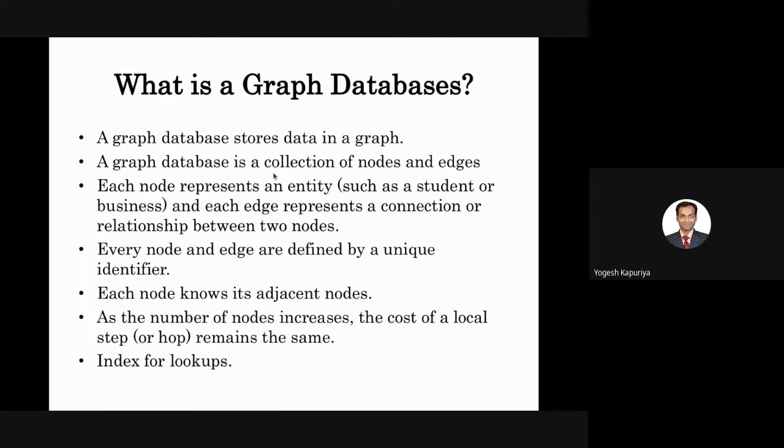So what is a graph? A graph is a collection of nodes and edges. Each node represents an entity and each edge represents a relationship. So again, you can map your entire ER diagram using a graph as well. But every node and every edge is identified by some unique ID so that you can access it. And obviously, because it's a node, it will have some adjacent nodes. As the number of nodes increases, the cost of a local step or a hop remains the same, and there is an index for lookups.